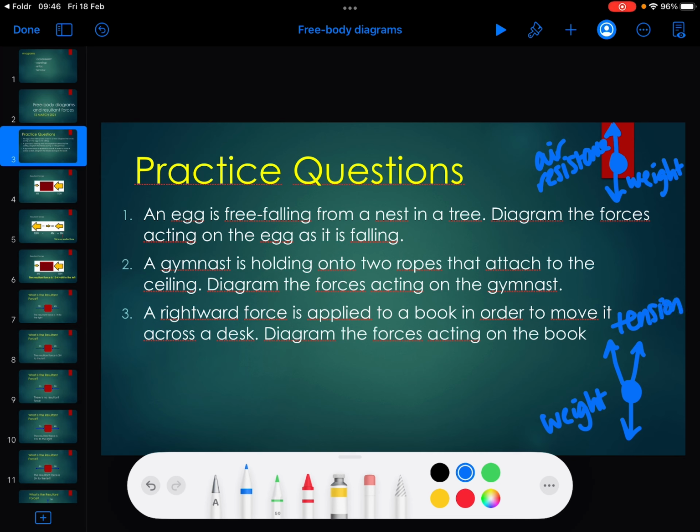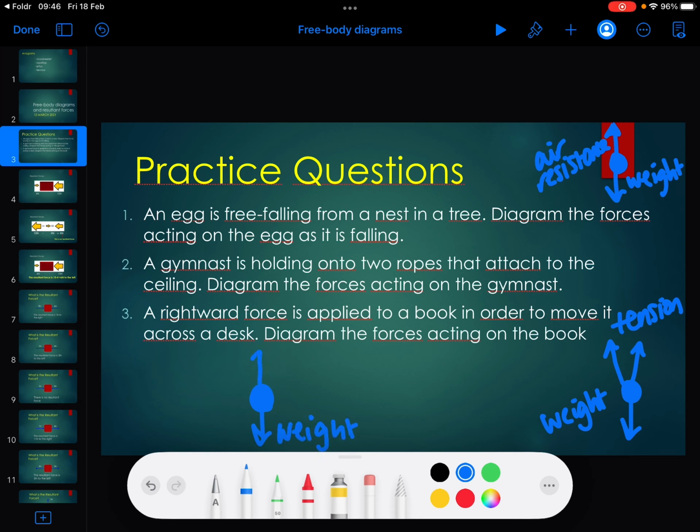Number 3, a rightward force is applied to a book in order to move it across a desk. Diagram the forces acting on the book. Now this is again quite a complicated one. We're going to draw a blob to show the book. As normal, we have weight. Hopefully you're getting the idea here.